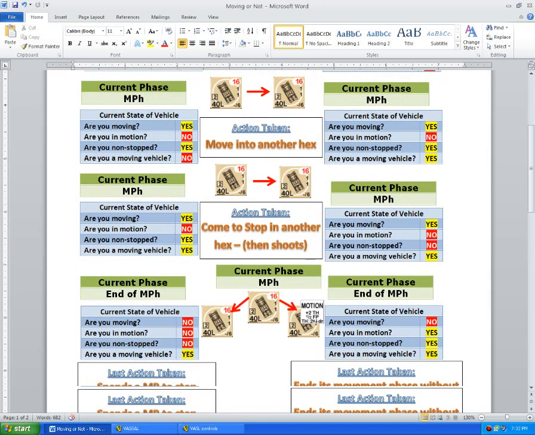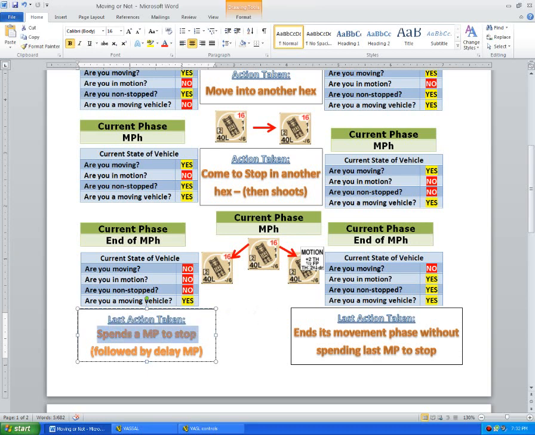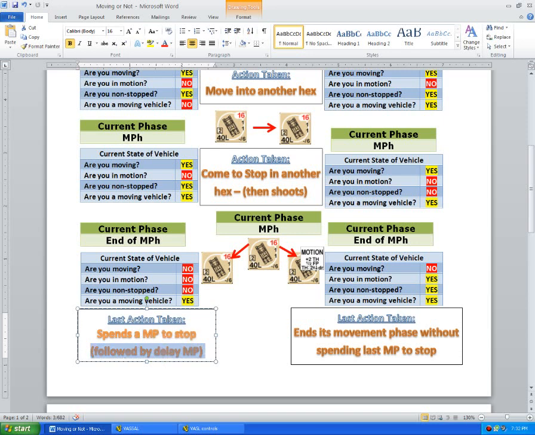The most important thing, once you come down to the very end, is whether or not you have one of two choices. You can either, A, your last action you're going to take is to spend a movement point to stop, followed by any number of delay movement points. So if I spend a movement point to stop and then I spend 10 delay movement points, it's just like I had spent one movement point to stop. So as long as your stop is your last movement point you spend, other than delay movement points, you're going to have a certain state for your vehicle.